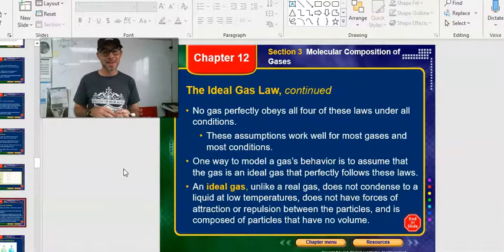Ideal gases don't condense to liquids at low temperatures, which real gases do. Ideal gases do not have forces of attraction or repulsion between the particles, which real gases do. And they are composed of particles that have no volume, except gases do have volume.